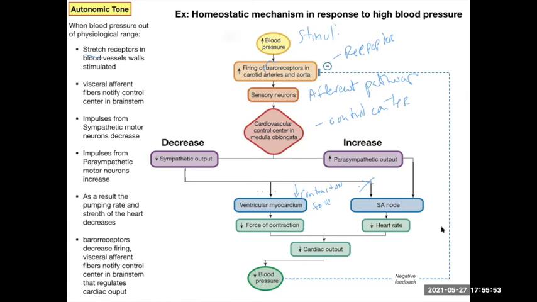When your blood pressure is decreased, this goes back to our receptor, and then it tells the cardiovascular control centers in your brainstem to chill, stop doing that. It's homeostatic mechanisms. You'll be doing all this again in 145; it's good stuff. But this is the parasympathetic and sympathetic input.